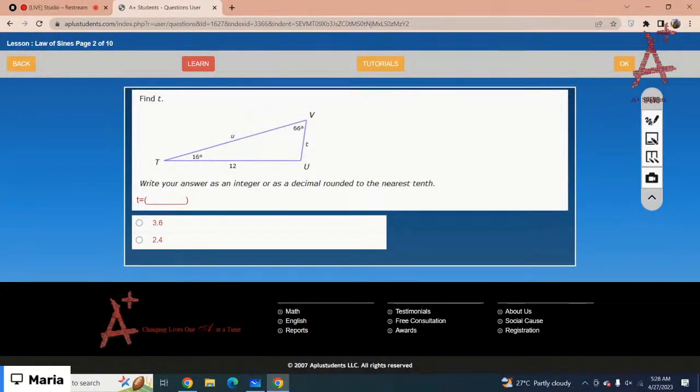Okay, let's just do another example. You are given the v, so I'm going to use sine v over v divided by v over sine v divided by t over sine t.